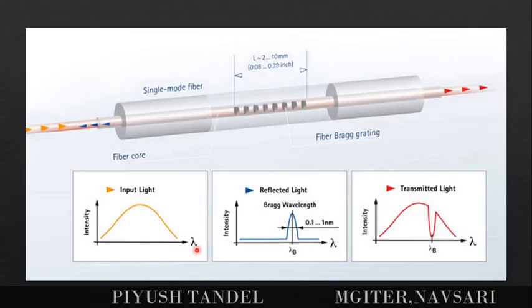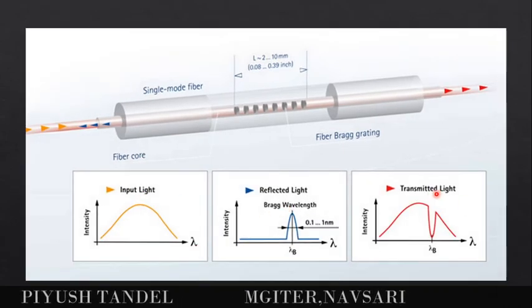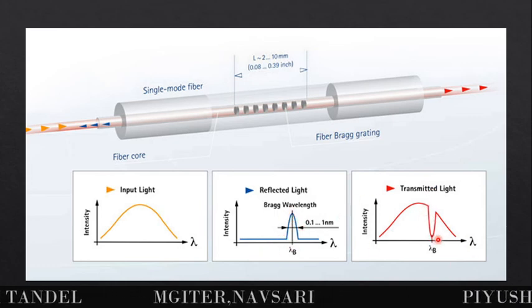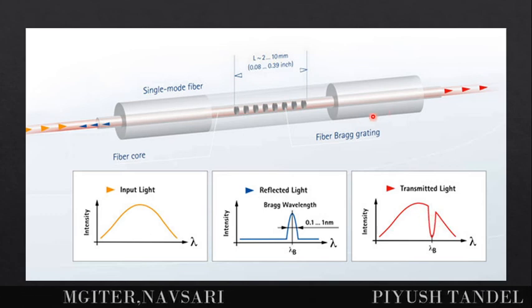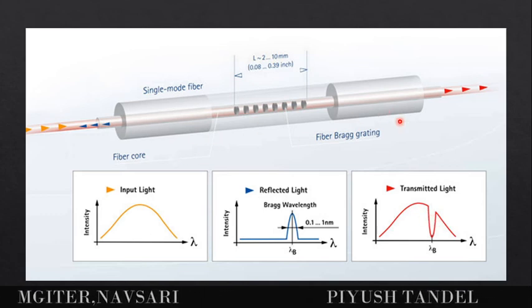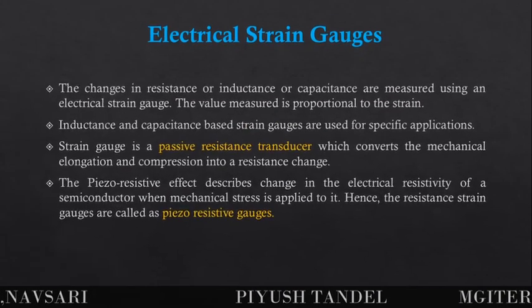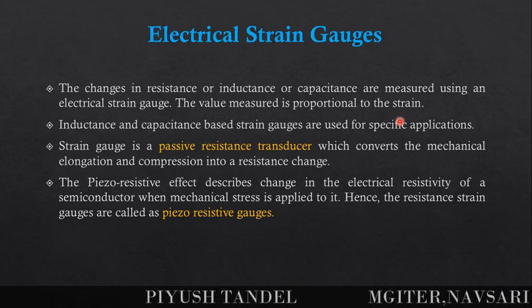So this is how the optical gauge looks. This is the input light, reflected light and transmitted light. Over here, as we can see, reflected light, transmission light, we have our dip over here. This is how it is going to work, and we can use a fiber core for the optical gauge.